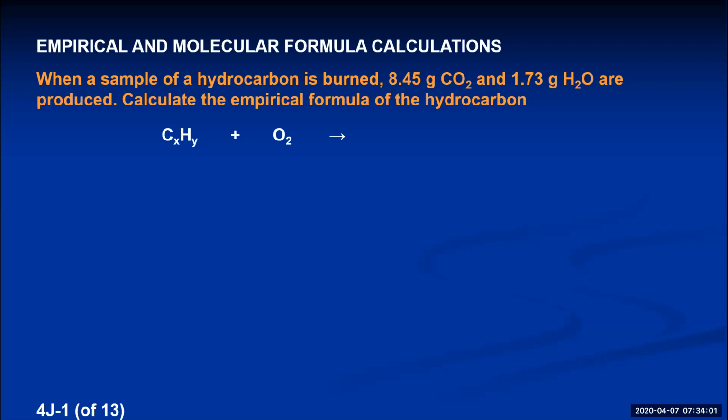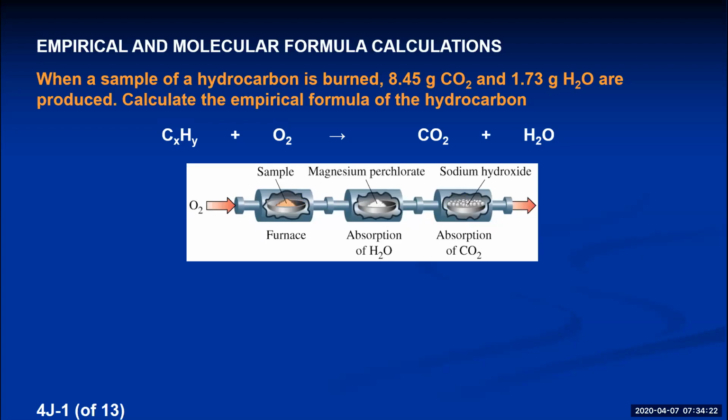When you burn something, that means you're reacting it with oxygen. So if we have an unknown hydrocarbon, which I can represent as CxHy, when that's burned or combusted, the oxygen reacts with both the carbon and hydrogen, forming carbon dioxide and water. Experimentally, chemists can place this unknown hydrocarbon in a furnace and pass oxygen into it. That will cause the combustion to take place in the furnace.